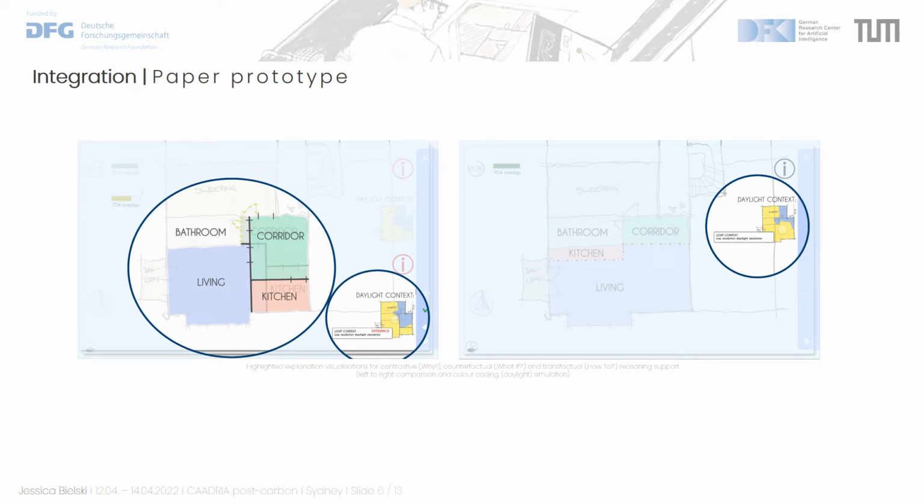And for example, for the visualizations, we use the comparison of multiple sketches. So we offer alternatives, which are also highlighted with color coding. So we support contrastive reasoning. But also we address the counterfactual and transfactual reasoning with simulations, for example, with daylight simulations, which can be done for sketches.